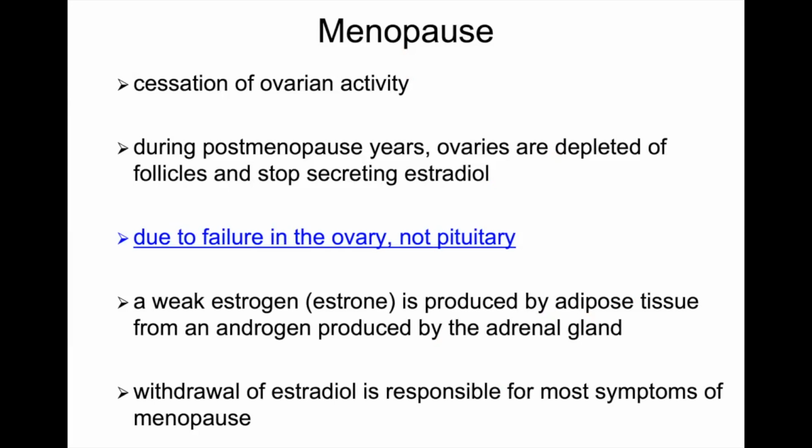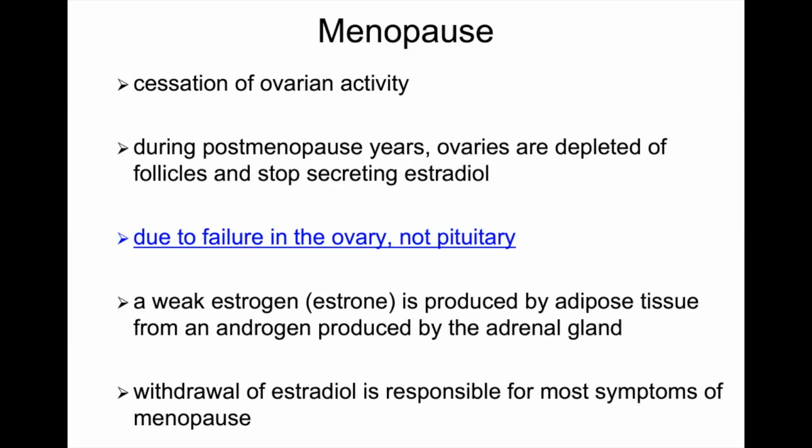So here I want to briefly touch on menopause, and then we'll get back into briefly what happens with fertilization or non-fertilization. But menopause is the cessation of ovarian activity. And there are some similarities to andropause, which we studied last week during male reproduction. However, there are also some important differences.